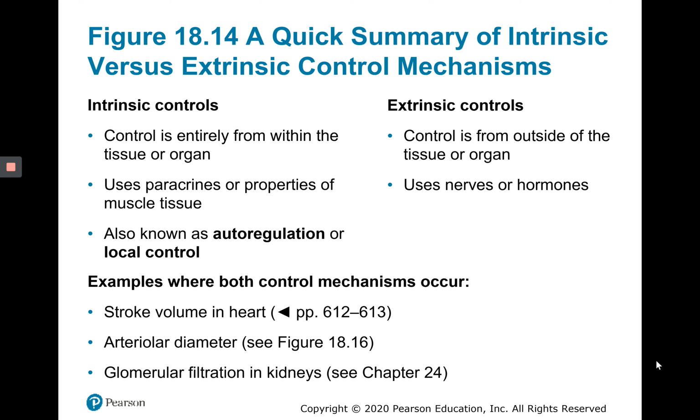Examples where both control mechanisms may or may not occur include stroke volume in the heart, arteriolar diameter, and glomerular filtration in the kidneys. One we already talked about, another we're getting into, and then glomerular filtration in the kidneys will be talked about in chapter 24.